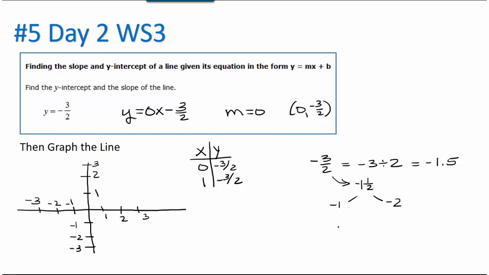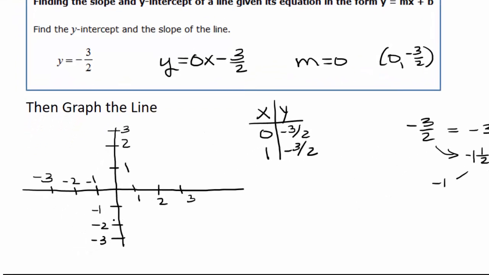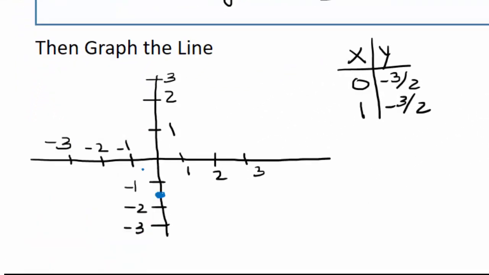so that's negative 1.5, which is somewhere between negative 1 and negative 2. So we're going to go to 0 on the x and halfway between negative 1 and negative 2 on the y. So there's the point 0, negative 3/2. And then we're going to go to 1 on the x and negative 3/2 on the y. There's the point 1, negative 3/2. And we see that we get this horizontal line.